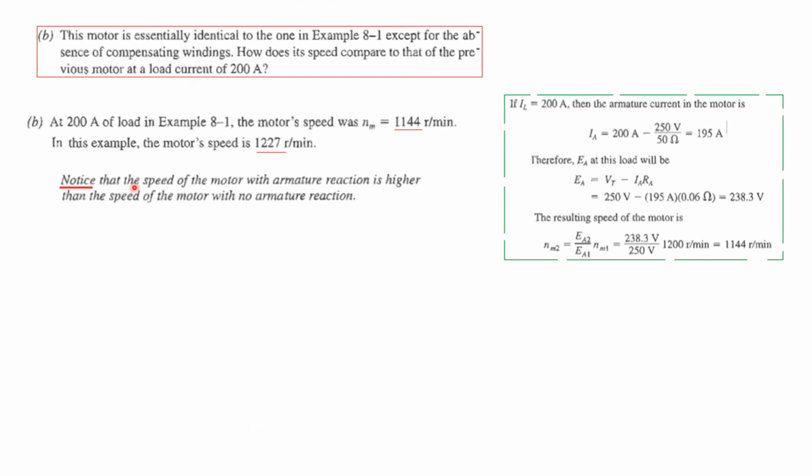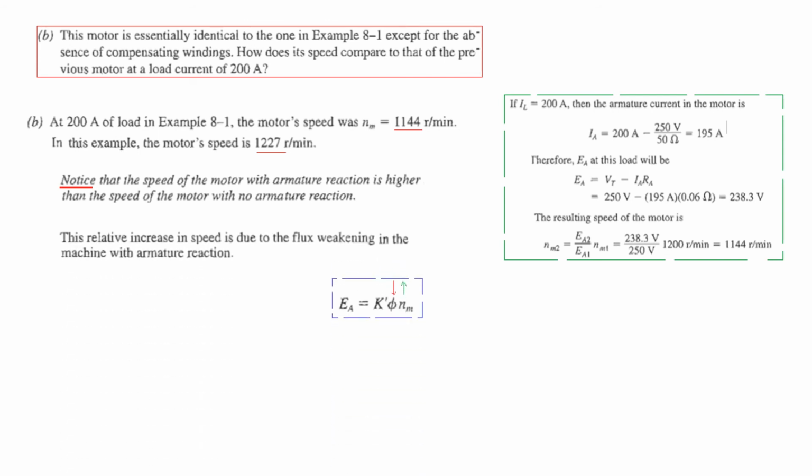Now notice that the speed of the motor with armature reaction is higher than the speed of the motor with no armature reaction. And why is this happening? To understand this, the relative increase in speed is due to the flux weakening in the machine with the armature reaction. So the armature reaction is basically weakening the flux, since it has reduced the original magnetomotive force, therefore the flux will reduce.